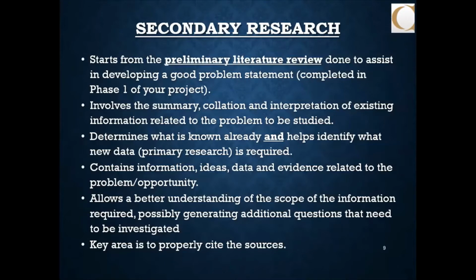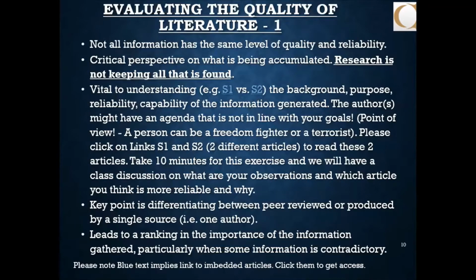So for secondary research, you have to do a literature review where you summarize, interpret, and get information about a problem, and then determine what you know already and find new data. So information, ideas, data, and evidence will be included. And then it allows a better understanding of the scope of information required. And then you've got to properly cite the sources. So it shows the background, purpose, reliability, capability of the information generated.